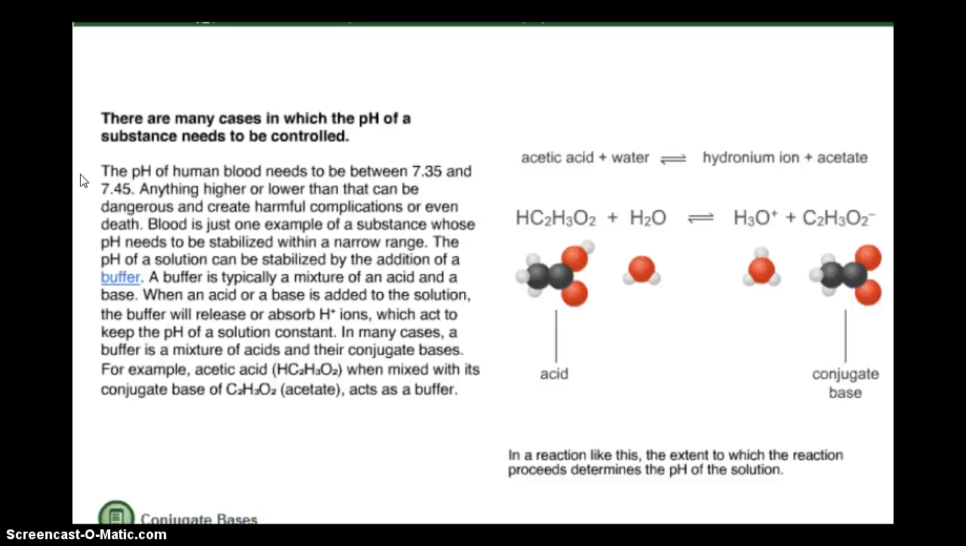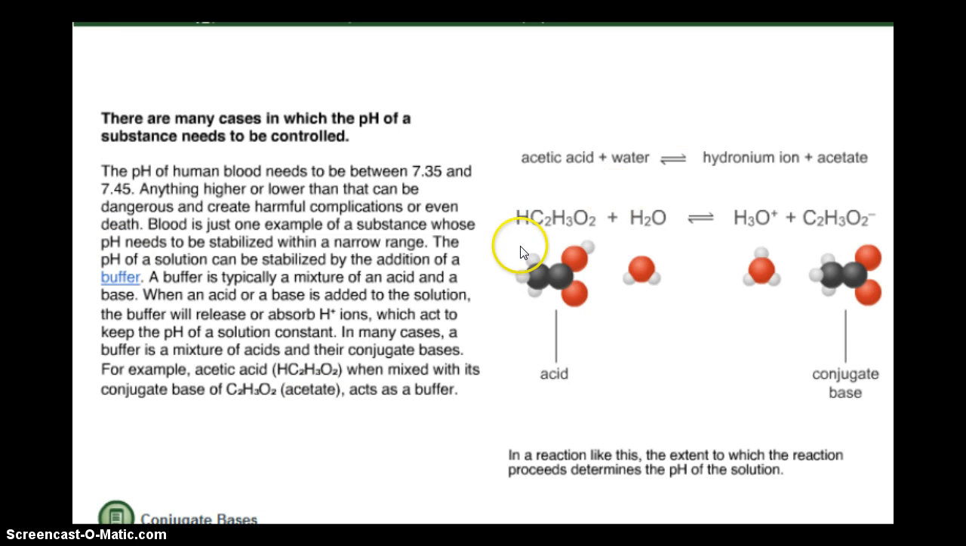Blood is just one example of a substance whose pH needs to be stabilized within a narrow range. The pH of a solution can be stabilized by the addition of a buffer. A buffer is typically a mixture of an acid and a base. When an acid or a base is added to the solution, the buffer will release or absorb hydrogen ions, which act to keep the pH of a solution constant. In many cases, a buffer is a mixture of acids and their conjugate bases. For example, acetic acid, when mixed with its conjugate base of acetate, acts as a buffer.